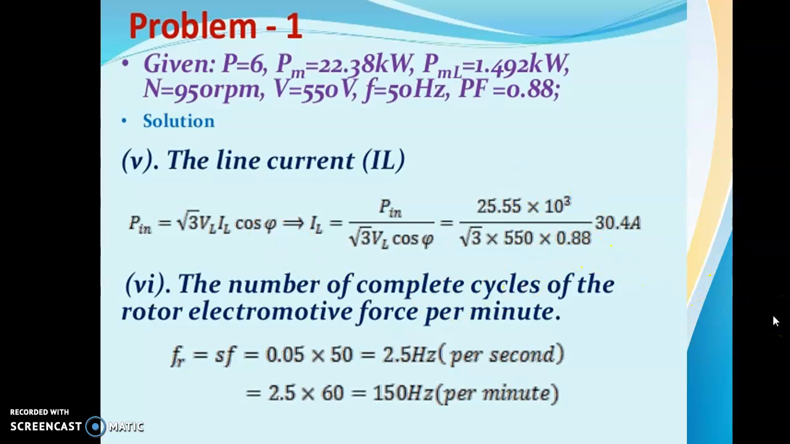Hope everybody has understood this numerical very carefully.